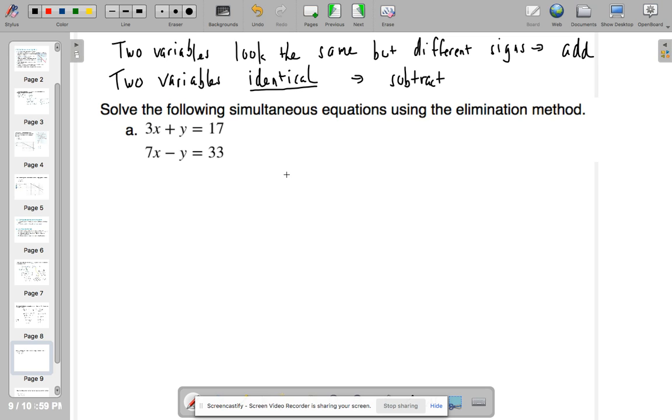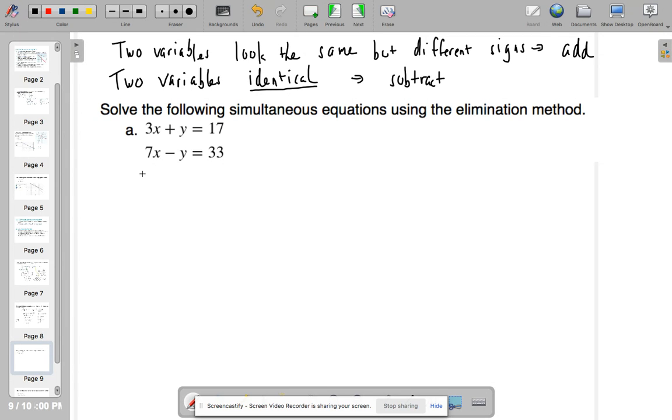We're now going to look at the elimination method for solving simultaneous equations. I've written up the top here, and it's worth getting down, that if the two variables look the same but have different signs, add the two equations. If the two variables are identical in the two equations, subtract. I'll show you what I mean. I've got two examples, one for each scenario.